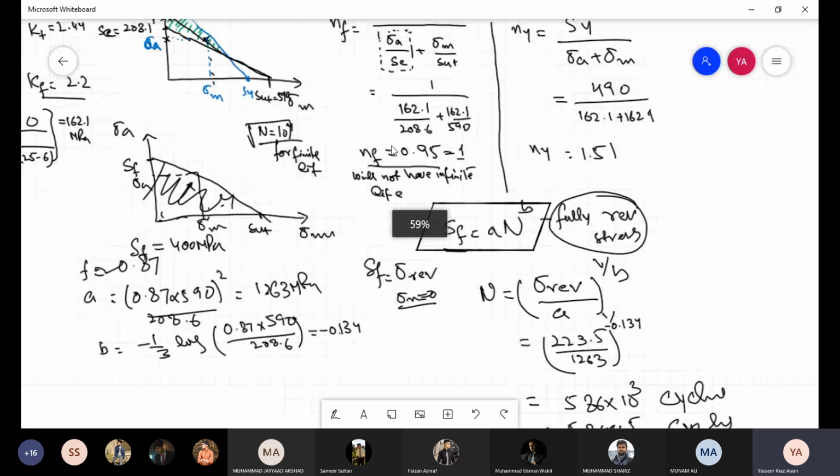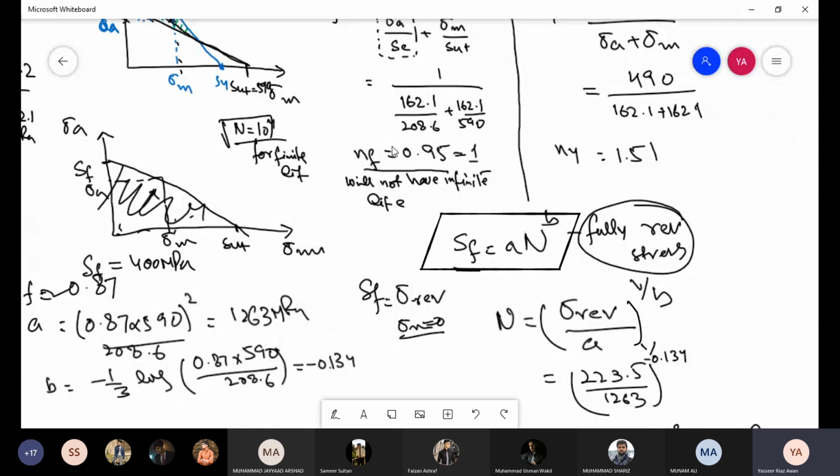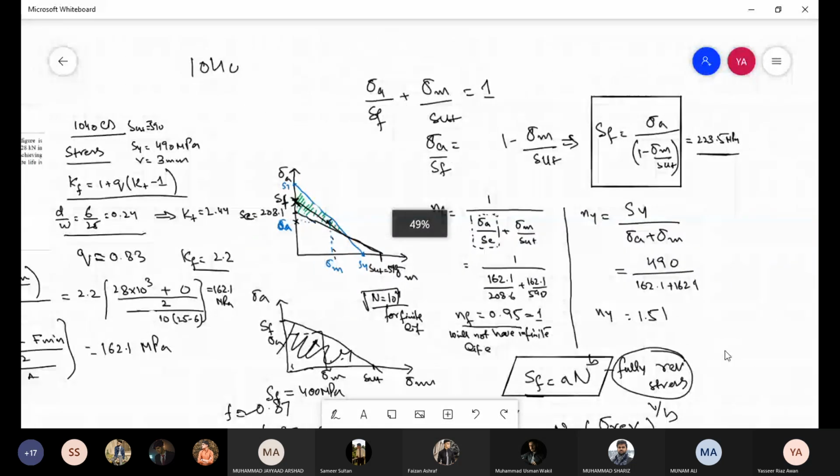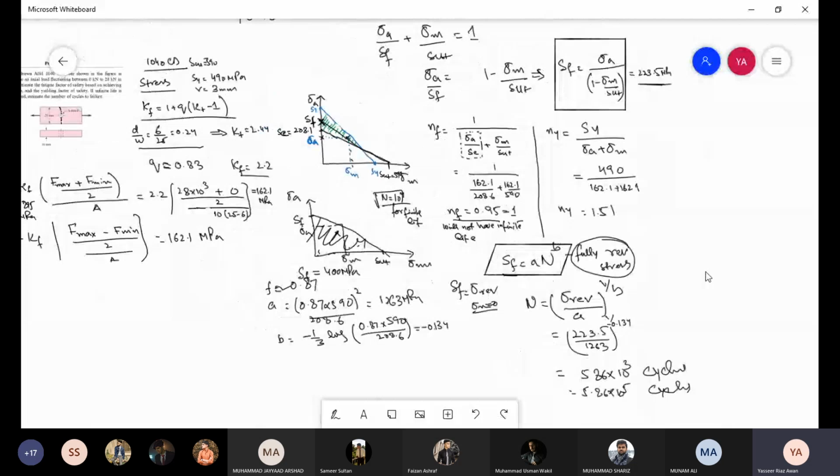So that is how we calculate the number of cycles to failure if your fatigue safety factor turns out to be lower than 1. Okay. So basically we replace in the modified Goodman line equation, instead of SE you would use SF. Okay. To calculate this point where the line joining sigma A and sigma M and SUT cuts the y-axis. Okay. And then using that fatigue strength, we can calculate the number of cycles. So any questions from this?